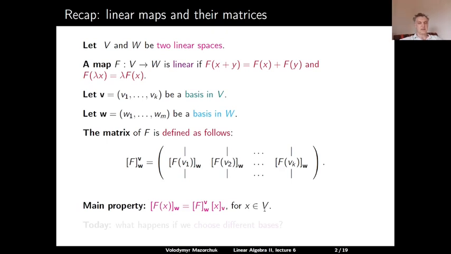For any element x in V, if we want to compute the coordinates of the element f of x, which is now an element in W, with respect to the basis bold W, then we need to take the matrix of our linear operator f in the bases W and V and multiply this matrix on the right with the vector of the coordinates of our element x of V in the basis bold V. And the question which we want to answer today is what happens if we choose a different basis in V and a different basis in W.